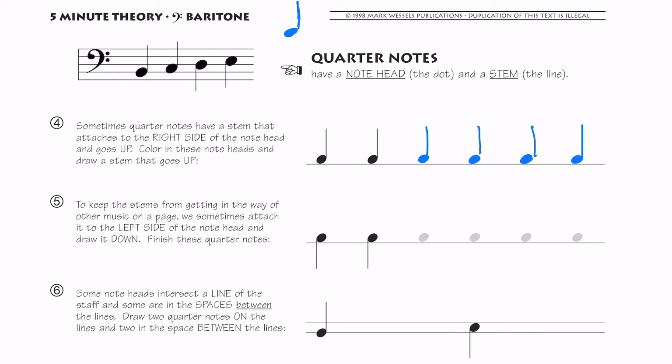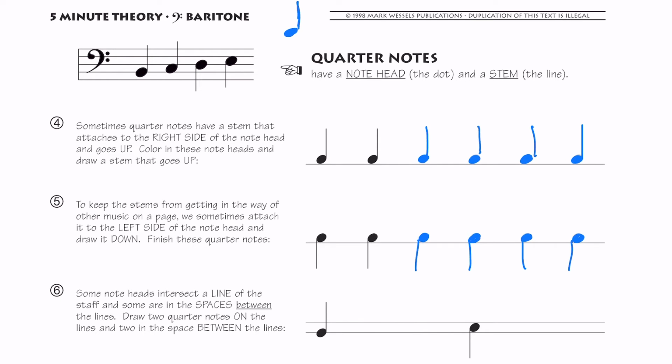Sometimes on a staff, to get the stems out of the way of each other so it looks really nice on a printed page, we connect the stem to the left side of the note head and go down. So color in these note heads and draw the stem going down.